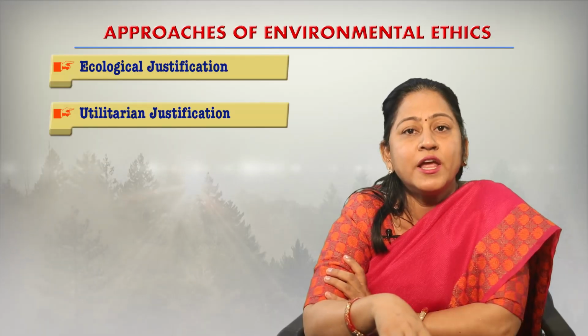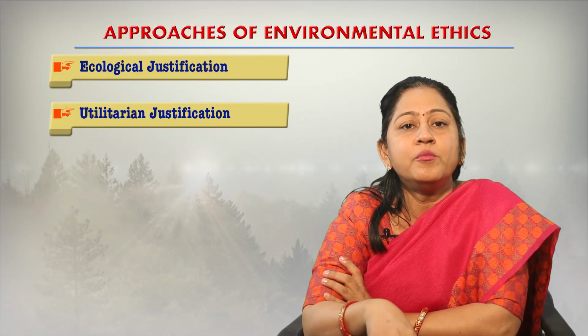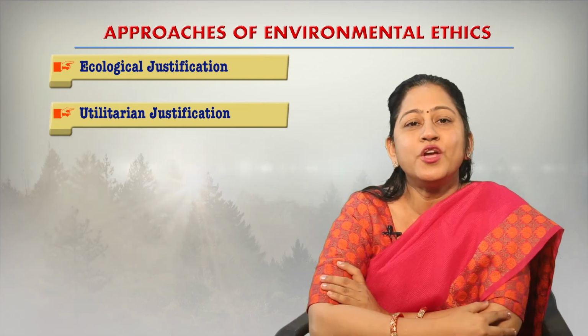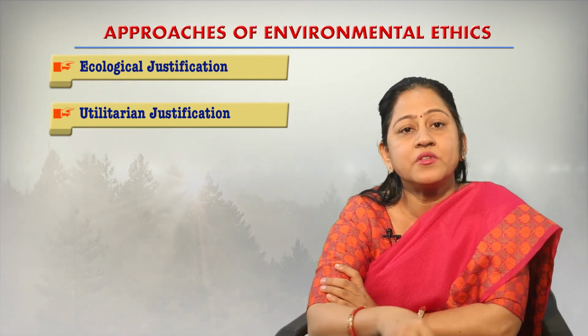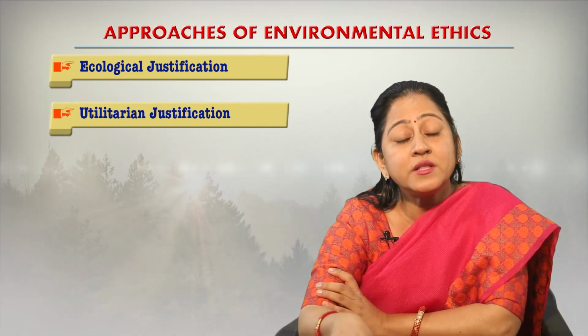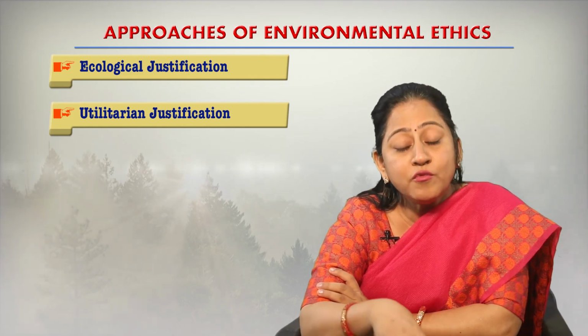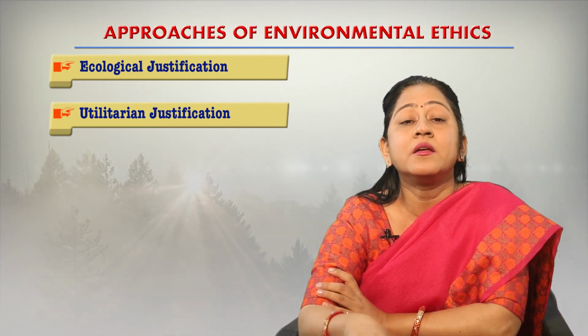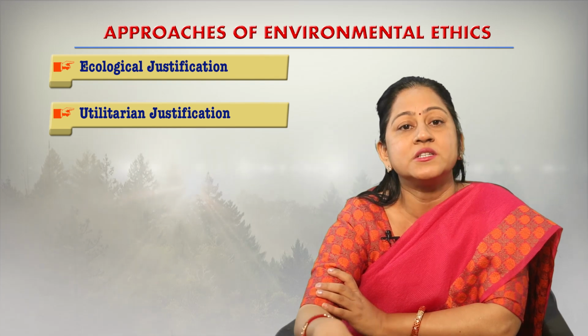So what are the approaches? These are arguments and counter arguments. There has never been a complete agreement on a certain approach of environmental ethics. Here I would like to explain the two main approaches. One is the ecological justification and another one is the utilitarian justification. Ecological justification means conservation of the environment is necessary from the ecological point of view. The rivers, the soil, the mountains, the forest have ecological value, and in view of this it is important to have an ethical perspective because they are important ecologically. That is the ecological justification.